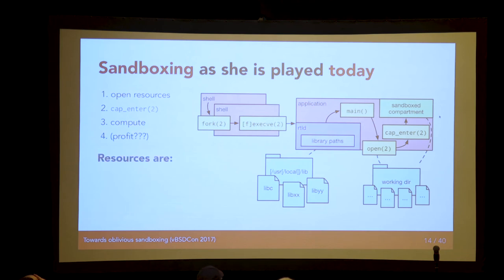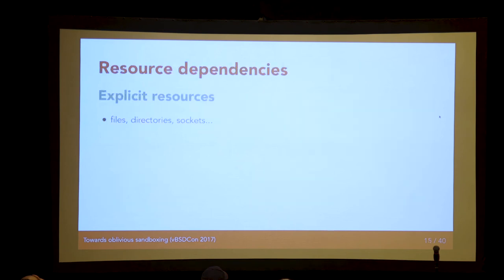So profit, hooray. What kinds of resources are we talking about here? We are talking about resources that either you can enumerate statically, so we know in advance what they're going to be. This thing isn't going to run without access to libc.so.7. Or they could be resources that in some cases are externally provided. You connect to something and say, please give me a file descriptor for this thing that I need. All right. So we have explicit resources that we depend on, and those are things like files and directories and sockets. But there are also some implicit resources.